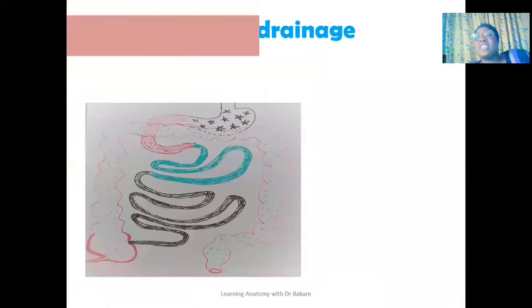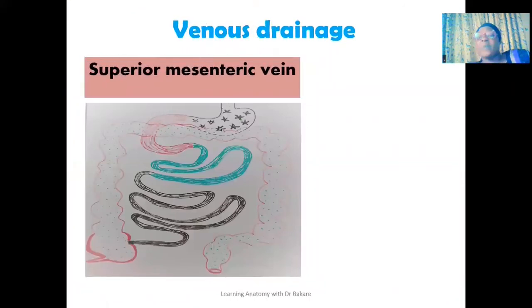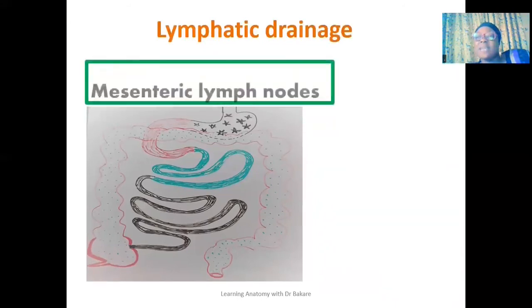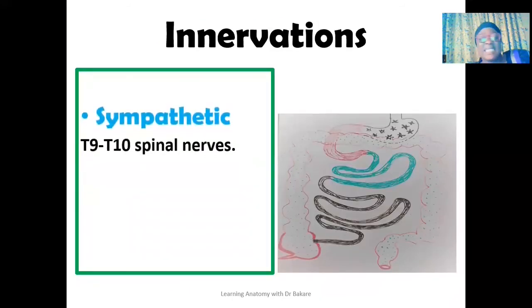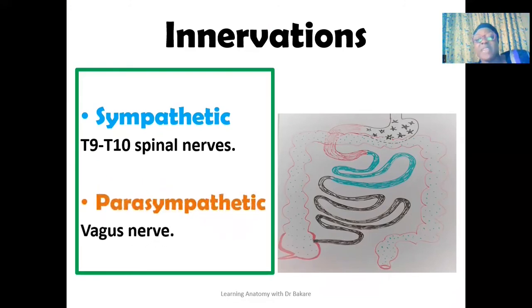The venous drainage is the superior mesenteric vein. We know that the arterial supply is the superior mesenteric artery, so the corresponding named vein is the venous drainage of the jejunum and also the ileum. The lymphatic drainage is by the mesenteric lymph nodes. Then for innervation, for sympathetic innervation, we have the thoracic spinal nerves, ranging from T9 to T10 spinal nerves. For parasympathetic innervation, we have the vagus nerve.